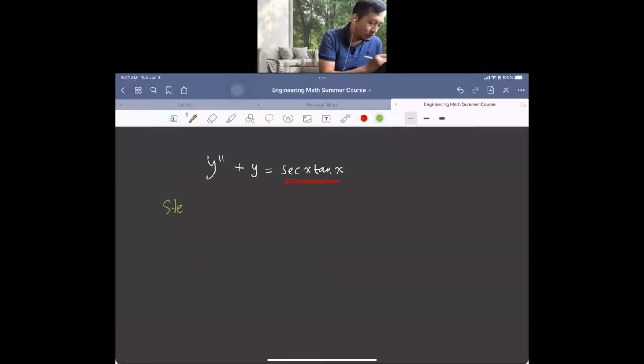So let me write here. Step 1, solve the homogeneous form. So we have the auxiliary equation, m squared plus 1 equals 0. So we know that this m will be plus or minus the imaginary number, right?